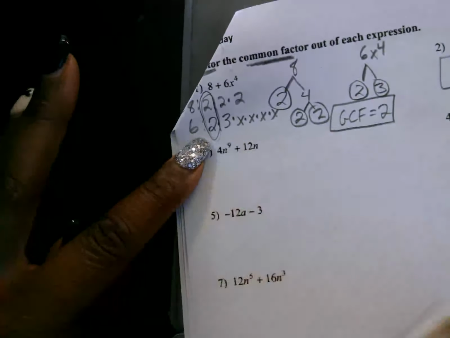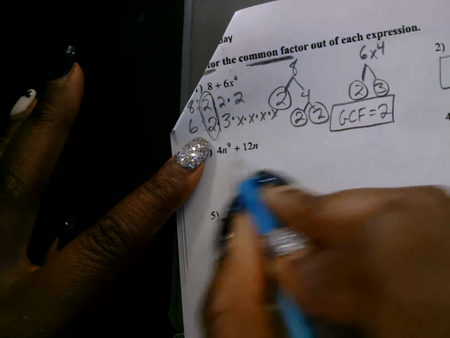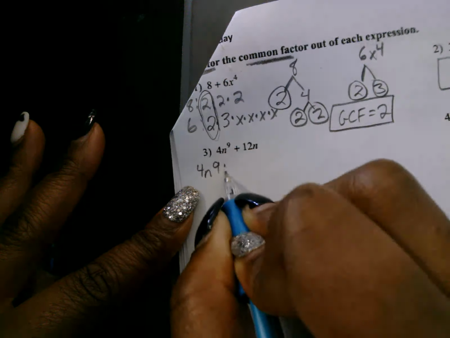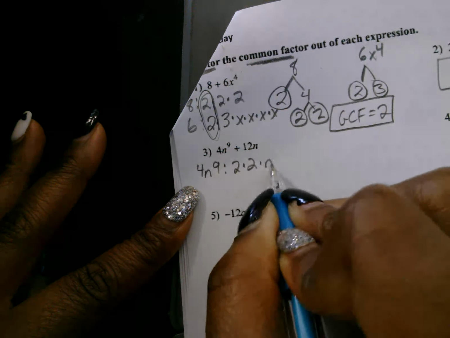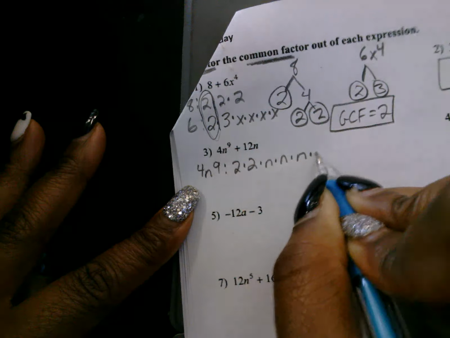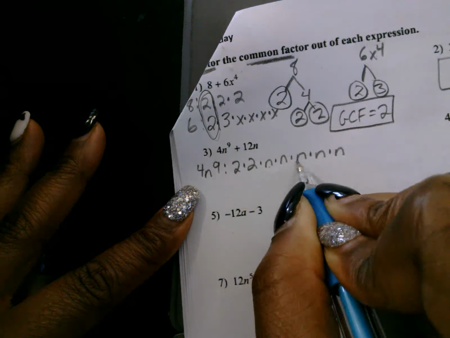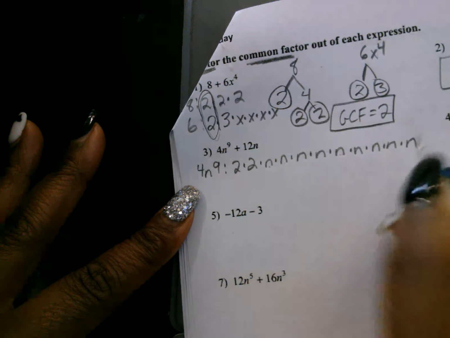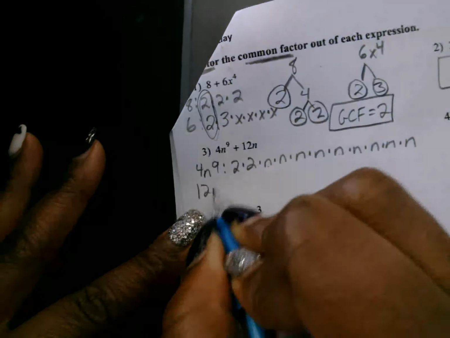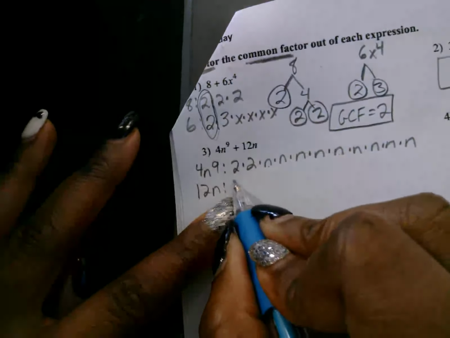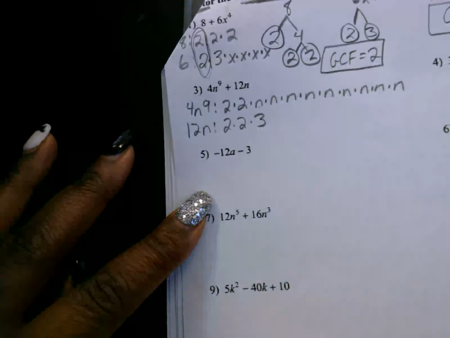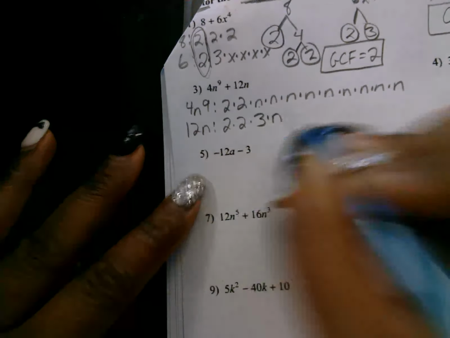All right, what's the GCF for this? It's 4. The GCF is 4, and they also have an n in common. So this 4n to the 9th is 2 times 2 times n. How many n's? 9 n's. 1, 2, 3, 4, 5, 6, 7, 8, 9. And we got 12n. We break it down as 2 times 2 times 3. If you need to draw a factor tree, draw a factor tree. How many n's? 1 n.